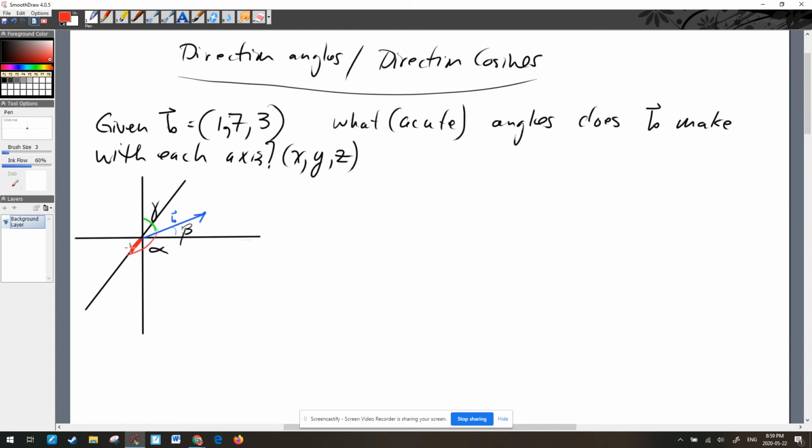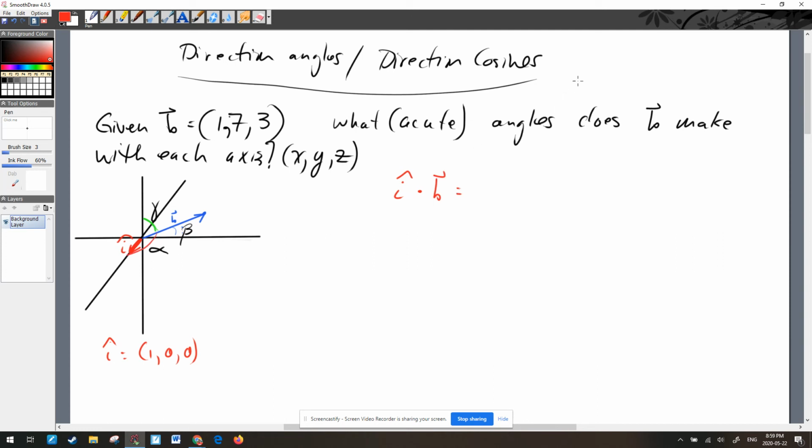What was that one called again? That was the i hat vector. So there's my i hat vector. And what are the coordinates of the i hat vector? Well, remember, i hat is (1, 0, 0). So if I thought about what i hat dotted with B is equal to, what would that be?